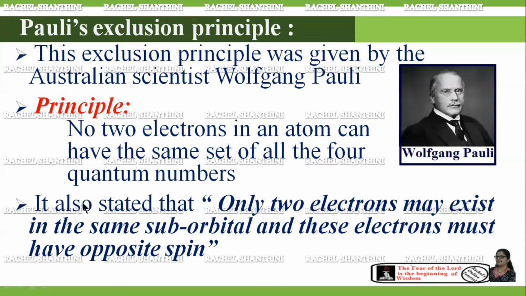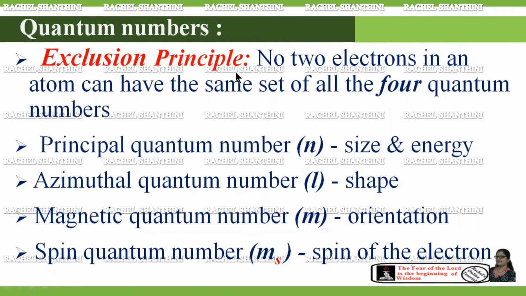And his principle also stated that only two electrons may exist in the same suborbital, and these electrons must have opposite spin. Let us discuss this principle and its statement one by one in detail. According to the exclusion principle, no two electrons in an atom can have the same set of all the four quantum numbers. Already we have studied the quantum numbers.